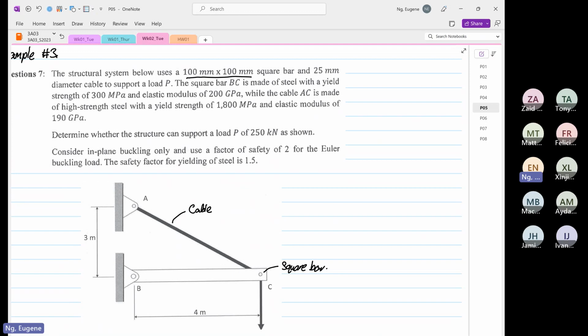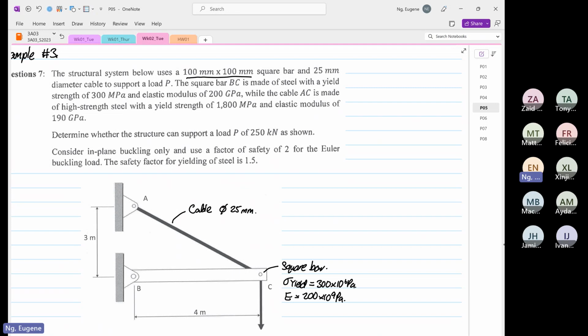And the cable has a diameter of 25 millimeters. The square bar BC is made of steel with a yield strength of 300 megapascal. So we are given that this is our stress yield, and the stress yield over here is 300 times 10 to the power 6 Pascal. And we also know that the Young's modulus is equal to 200 times 10 to the power 9 Pascal.